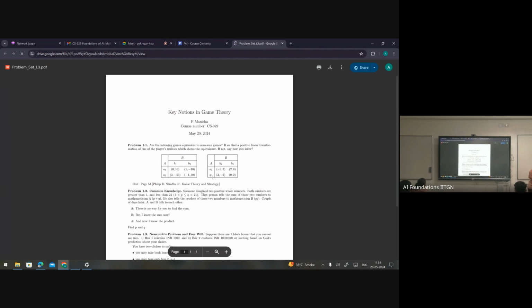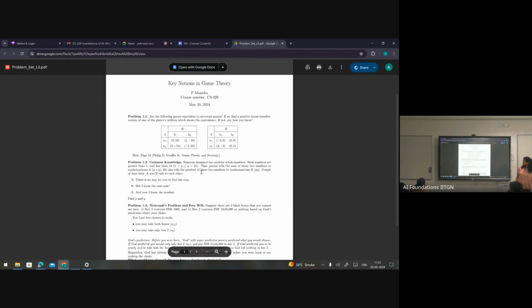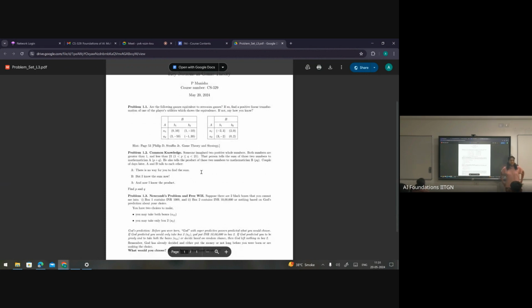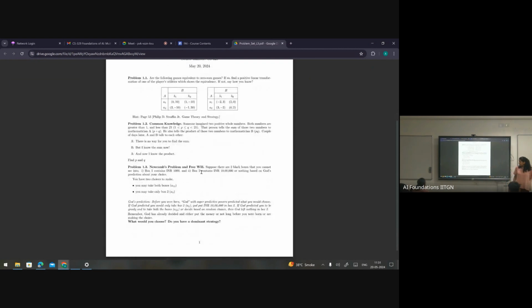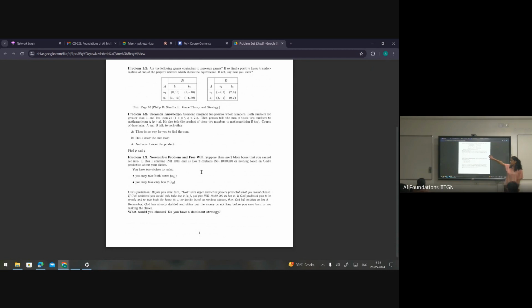Okay, I have a problem set here. The first problem is again regarding the affine transformations that we saw. I gave you 2 matrices, and I want you to figure out which of these 2 matrices is equivalent to a zero sum game, and which cannot be. Problem 2 is a problem on common knowledge. You should tell me the answer because I still have to calculate. And problem 1.3 is regarding dominant strategies.